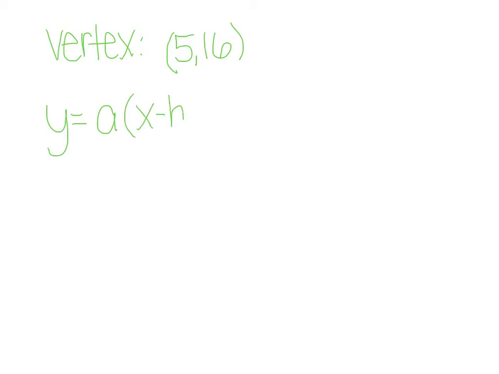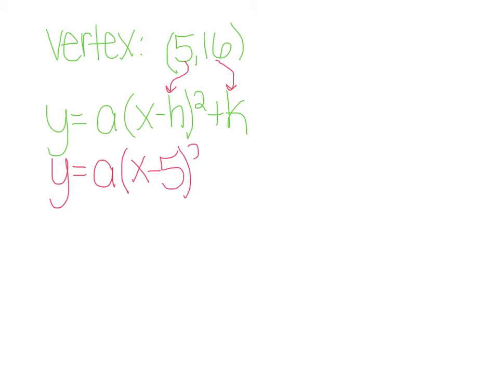So from the previous slide, we saw that the vertex was going to be at (5, 16). And our general form for vertex is y equals a times (x minus h) squared plus k. What we could see was that our x value would be coming into our h, remember that it's always the opposite, and our y value would be k. So plugging those in, we see that we have y equals a times (x minus 5) squared plus 16. The only problem is that we still don't know what a is.